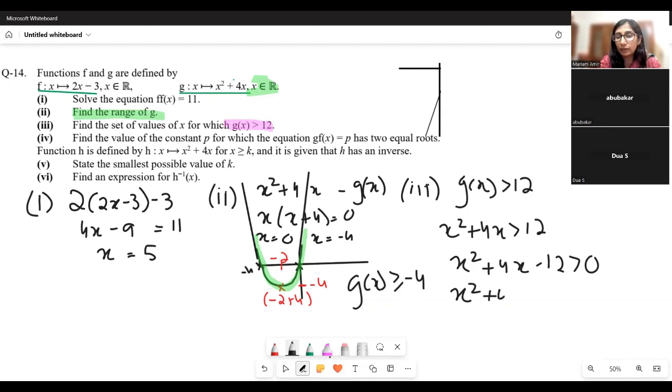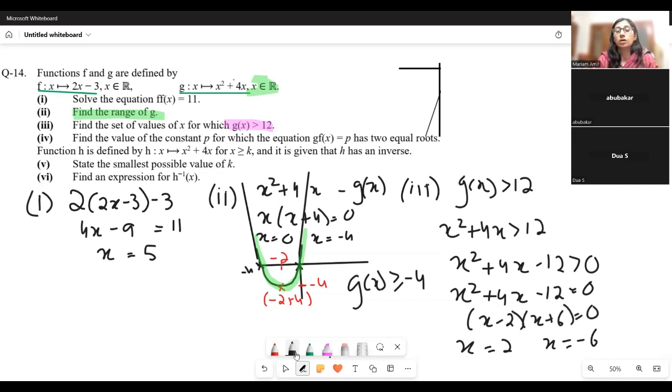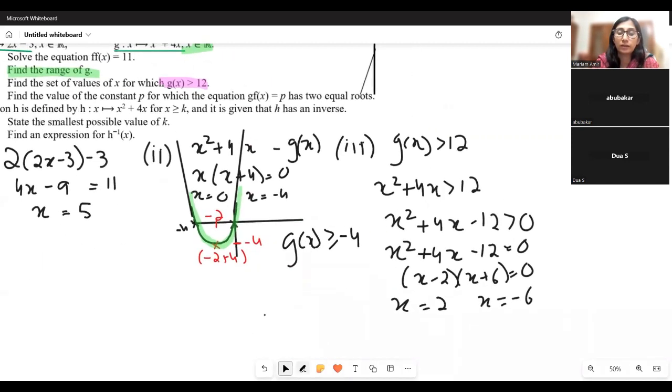Treat it like an equality first. Find the roots, also known as critical values. A is 1, B is 4, and C is -12. Okay, one value of x is 2. Other value of x is -6. I'm going to go one step back: (x - 2) in one bracket, (x + 6) in the other bracket equals 0. So now the roots are x equals 2 and x equals -6.